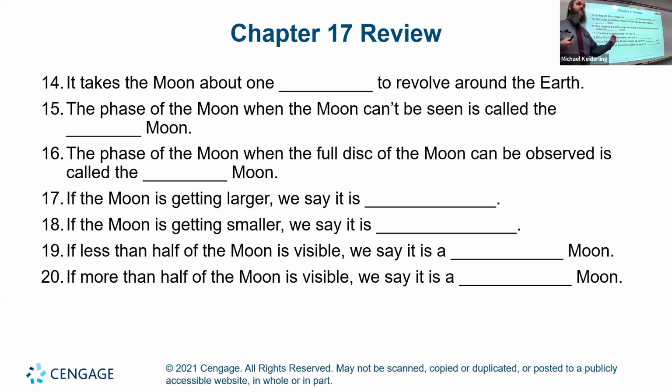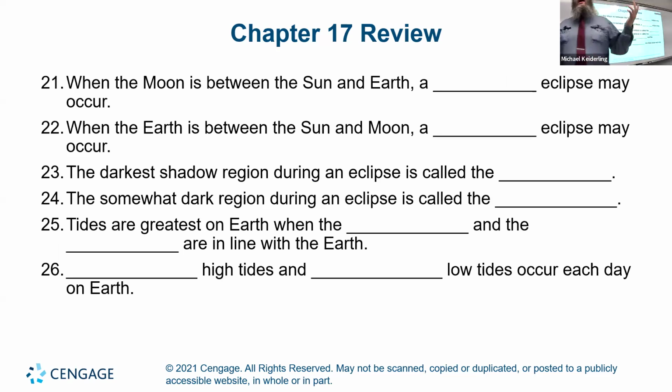If the moon is getting larger, we say it is waxing. If it is getting smaller, we say it is waning. If less than half the moon is visible, we say it is a crescent moon. If more than half the moon is visible, we say it is a gibbous moon. When the moon is between the sun and the Earth, a solar eclipse may occur. And when the Earth is between the sun and the moon, a lunar eclipse may occur.